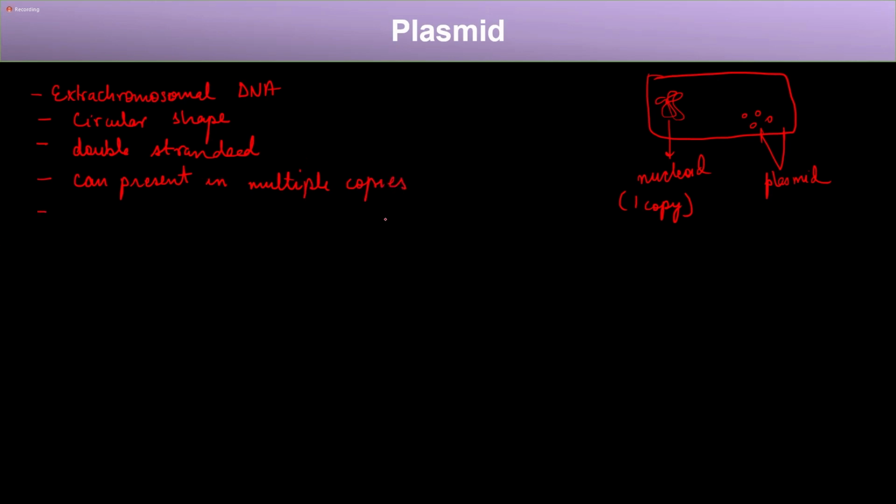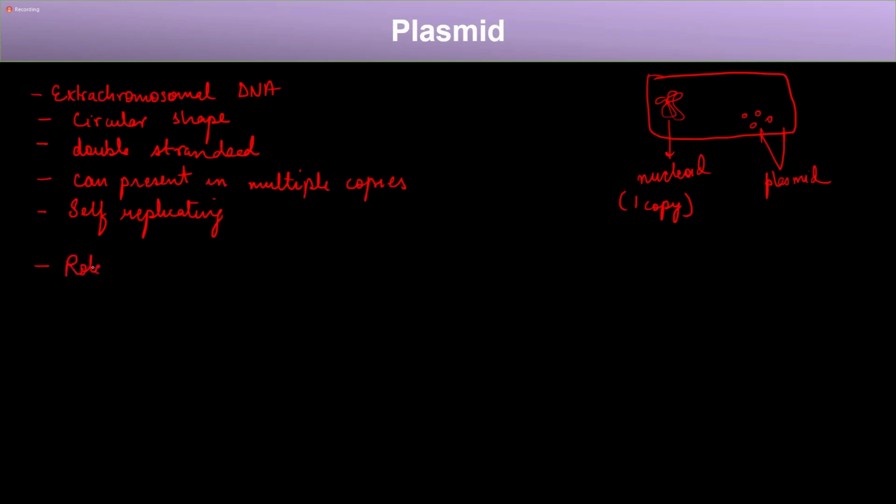And next thing, unlike the nucleoid DNA that only divides when the cell divides, these plasmids are self-replicating genetic material. So these are self-replicating. Even when the cell does not divide, this plasmid divides and increases its copy number. Now, what is the role of these plasmids?